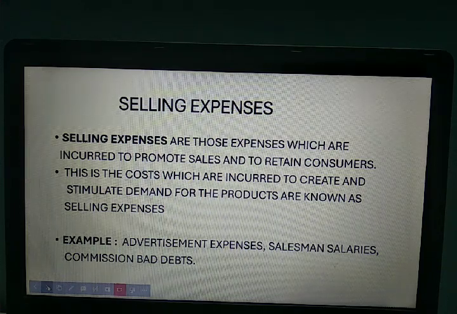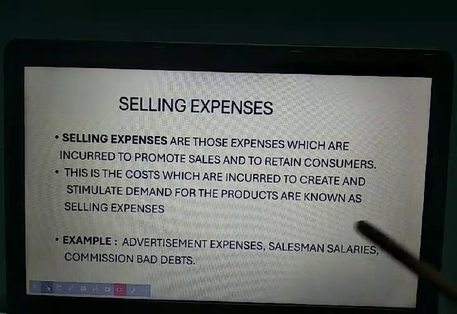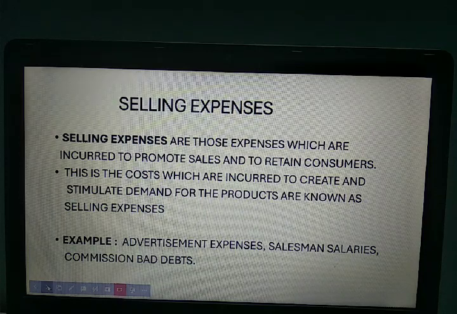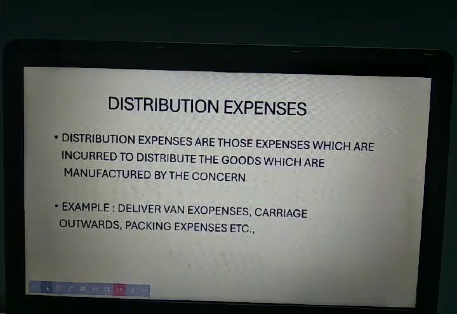So which are those things? Your advertisement expenses will be there, salesman salaries will be there, commissions you have to give your sales personnel, and you have to charge bad debt also. If anything is not recovered, that is also an expenditure.